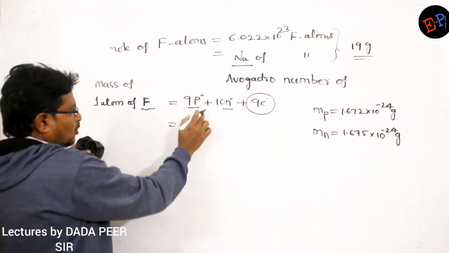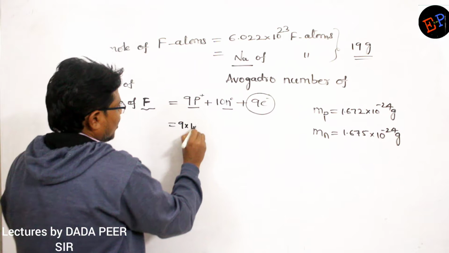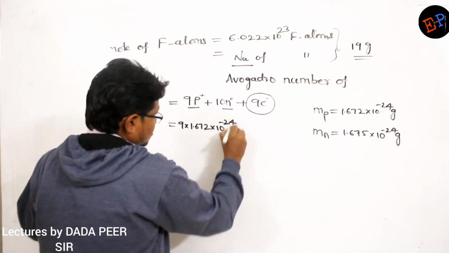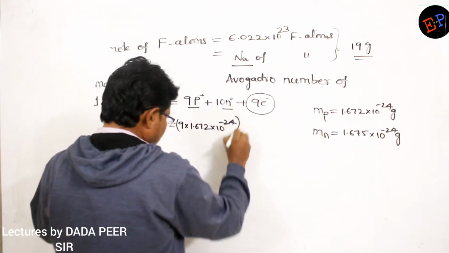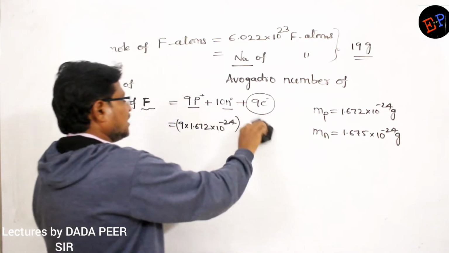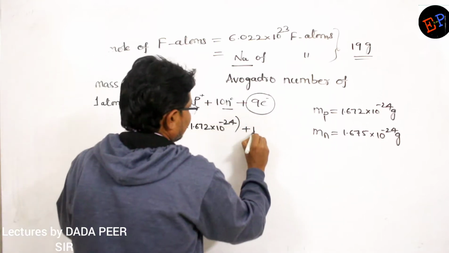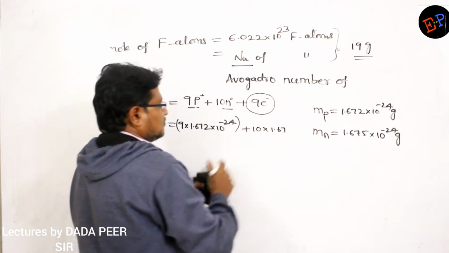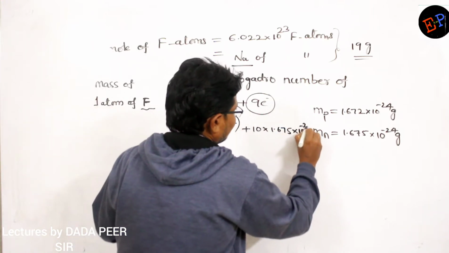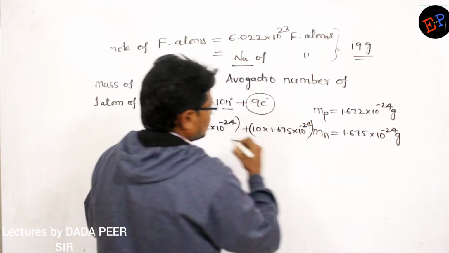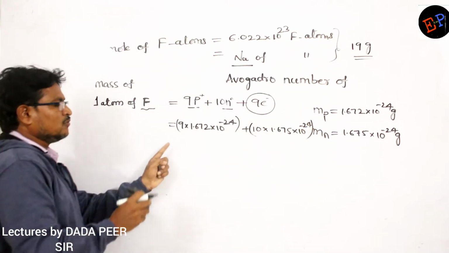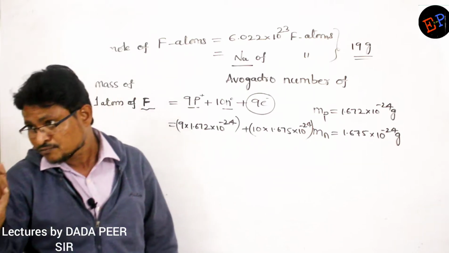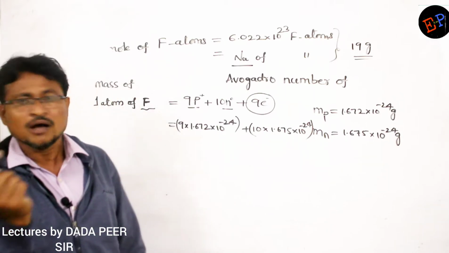So here 9 protons are there, 9 into 1.672 into 10 to the power of minus 24, plus, sorry, how many neutrons are there? 10. 10 into 1.675 into 10 to the power of minus 24 grams. So this is just the calculation of the mass of one atom of fluorine. Mass of one atom, just one atom of fluorine.